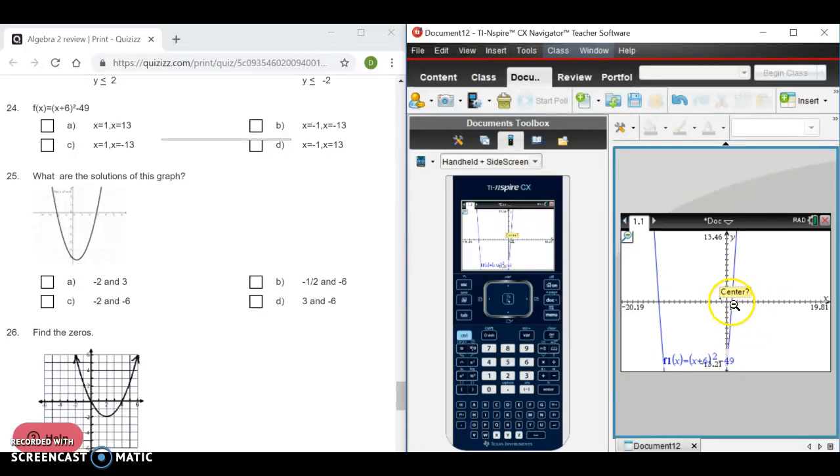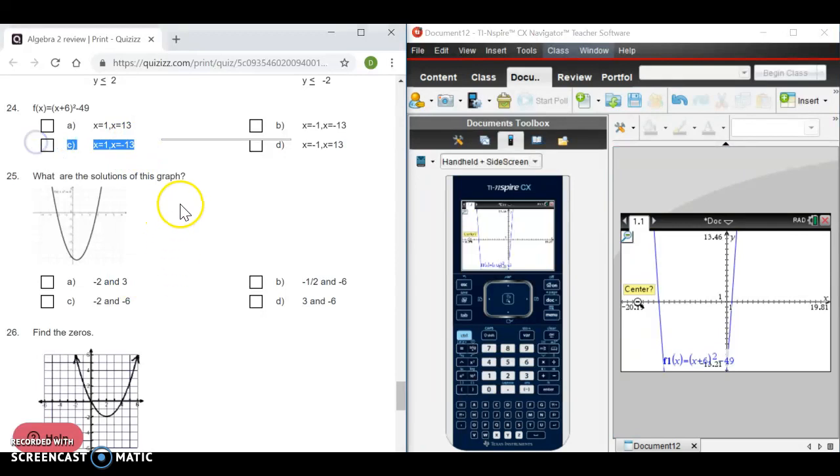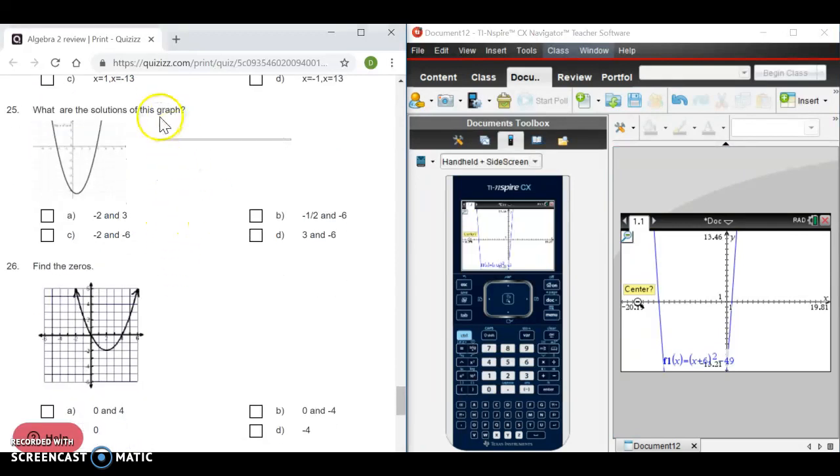You can even see right here, where is this crossing the x-axis? I notice it's crossing at 1 and negative 13. So if I look at my answers, I'm looking for one that says 1 and negative 13, and that is C right here.